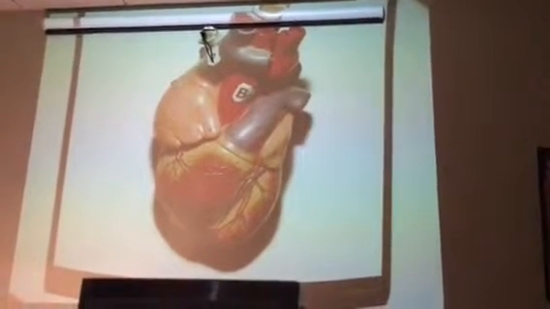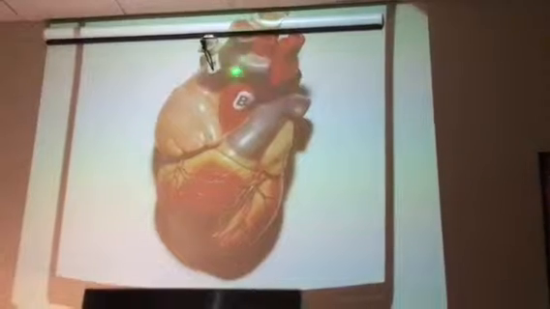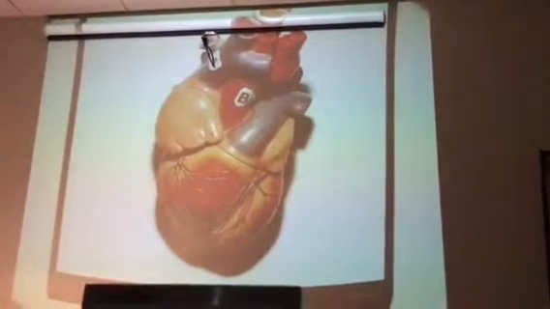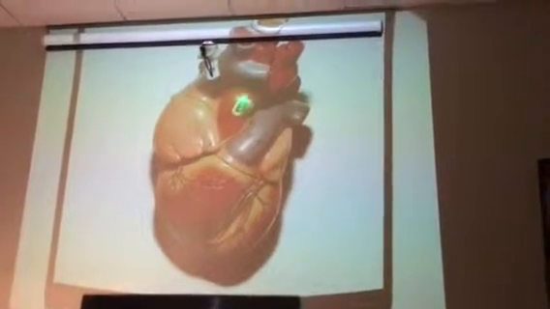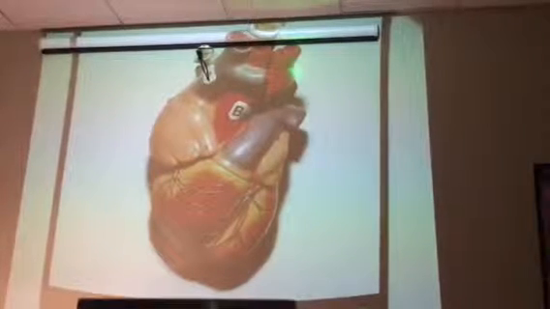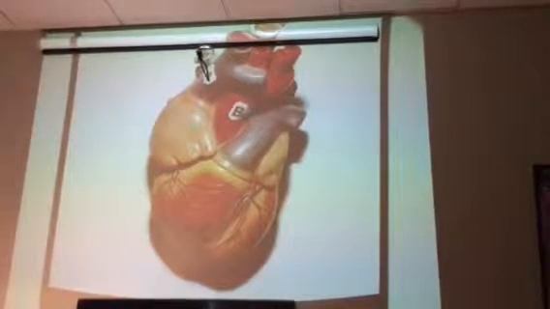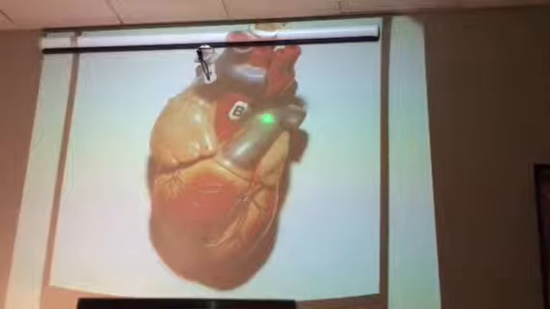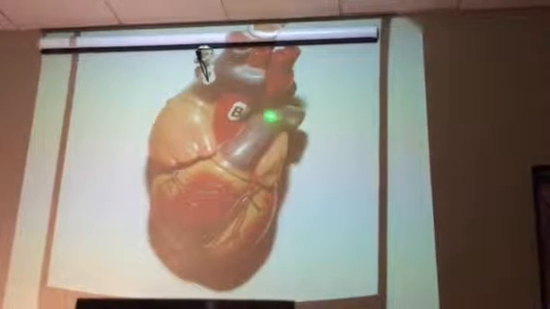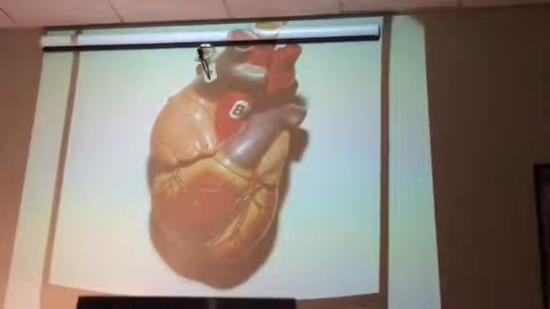So this is the anterior surface. You see superior vena cava. You see ascending aorta continuing into the arch of aorta, and the arch is going at the back. You see pulmonary trunk dividing into right pulmonary artery and the left pulmonary. Okay.